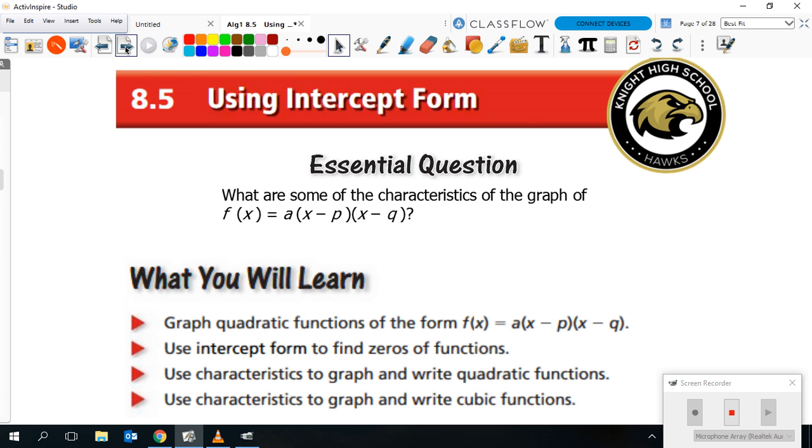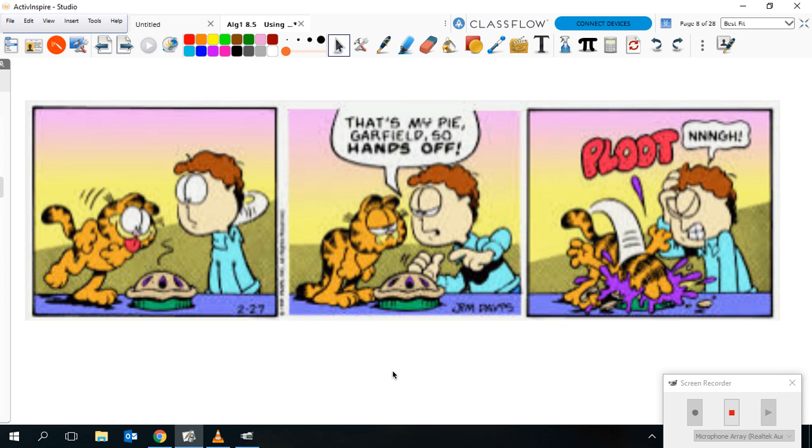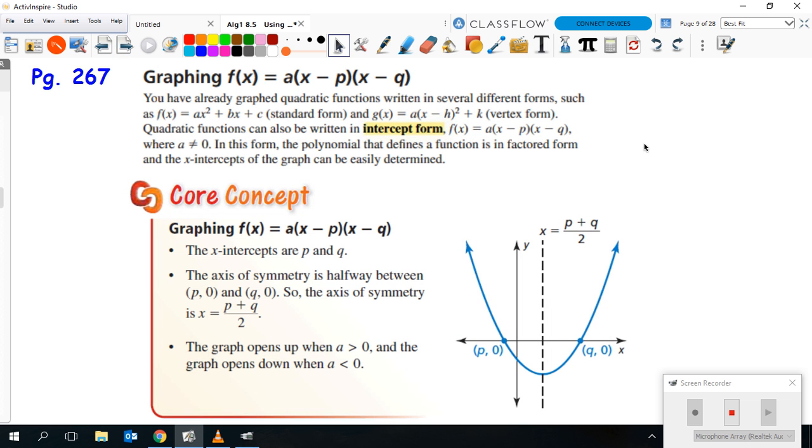Let's first look at our cartoon. I have a Garfield for you today. So Garfield walks in, sees the pie. John's, whoo! Sees Garfield checking out the pie. That's my pie, Garfield, hands off. So Garfield keeps his hands off. Ploop! Face first into the pie. Frustrating John, of course.